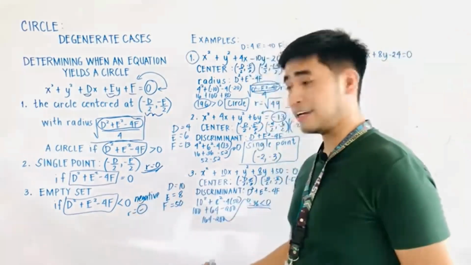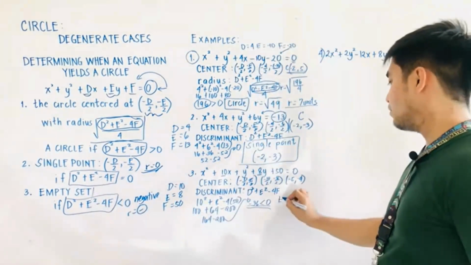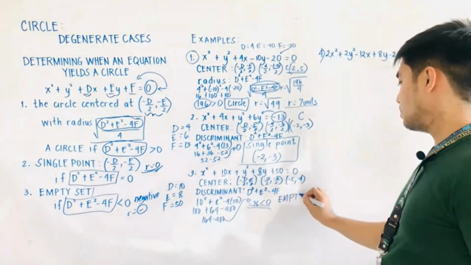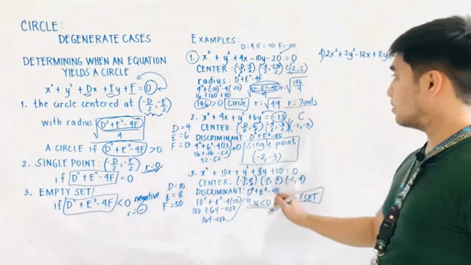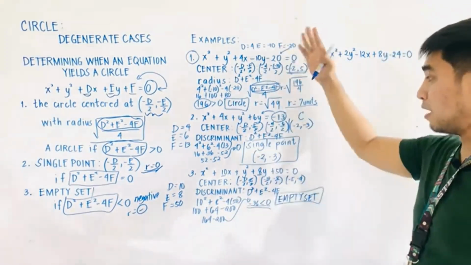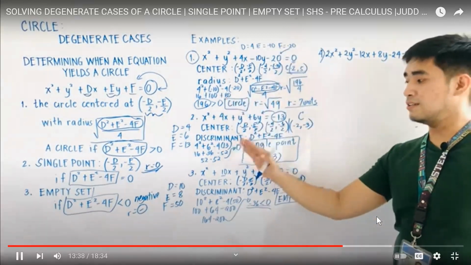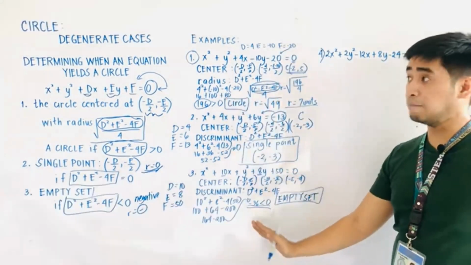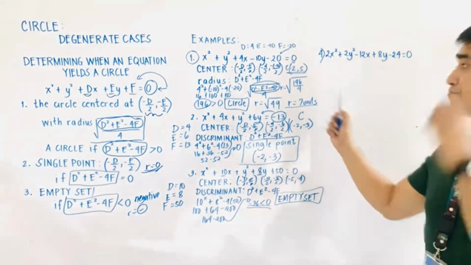Therefore, if that is negative, we could say that the equation is just an empty set. Okay? So we now have different examples of when an equation yields a circle, a single point, or an empty set. Okay, what if we're now given this example?